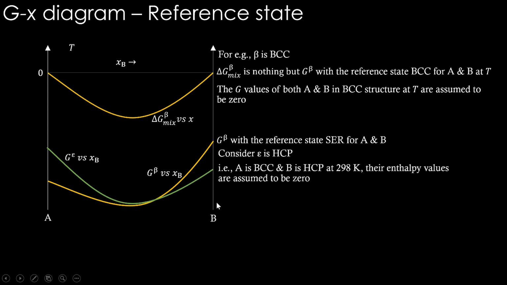You can see for the B part, this epsilon curve point is lower than the beta curve, meaning epsilon, or HCP, is the stable state for the element B. For element A, you can see the yellow curve is lower than the green curve. Therefore, beta is the stable state for element A. So when we say SER, that's what we mean. What is the standard state for the element at 298 Kelvin, and at that temperature, whatever is the enthalpy, that is considered 0. That is the meaning of reference state SER.